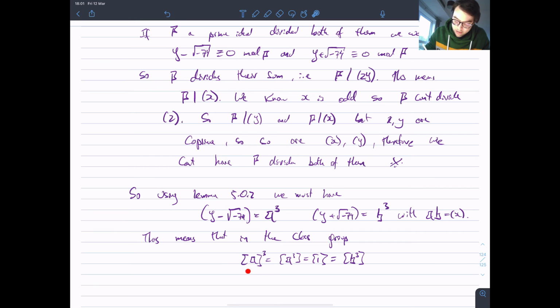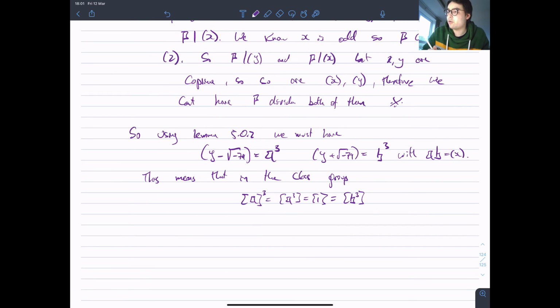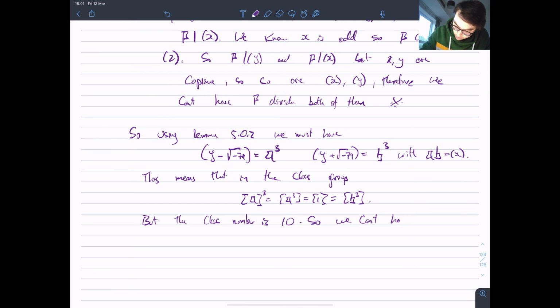So we know that A cubed is 1, but in fact A has to be the class of 1, because we can't have any non-trivial elements of order 3. In the class group we have this, but the class number is 10, so we can't have any elements of order 3.